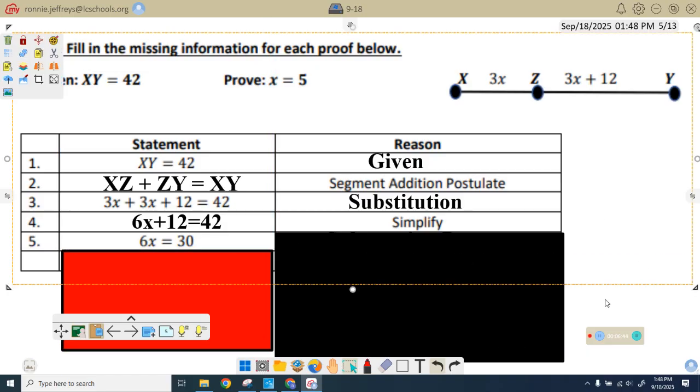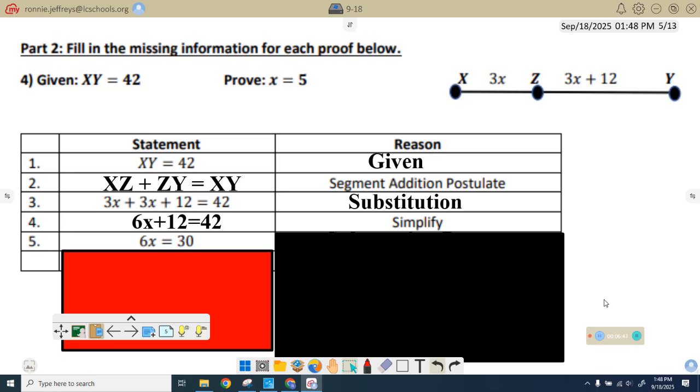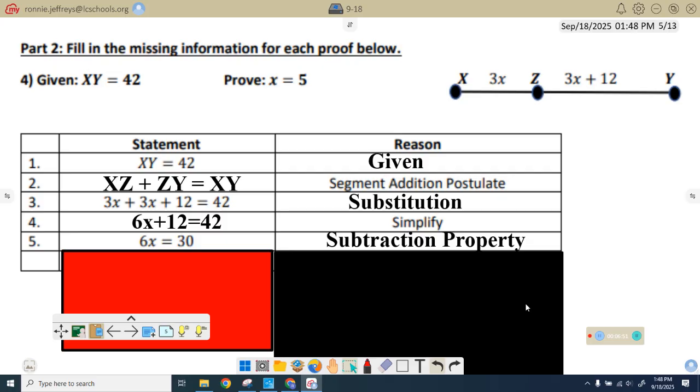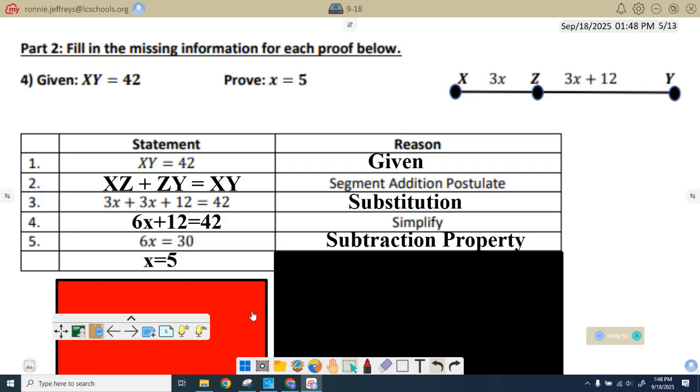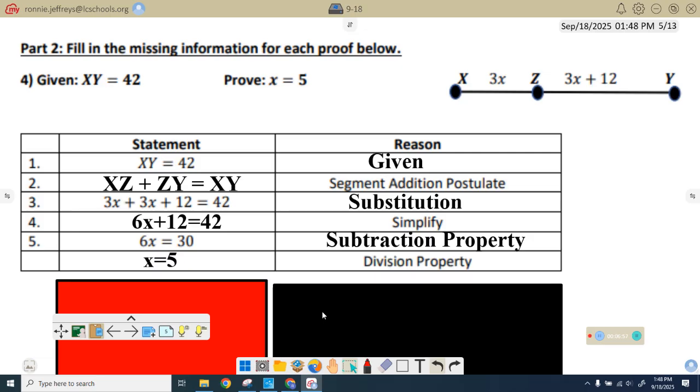Yes, this should be subtraction, because we subtracted 12 from both sides, and then x is 5 by the division property.